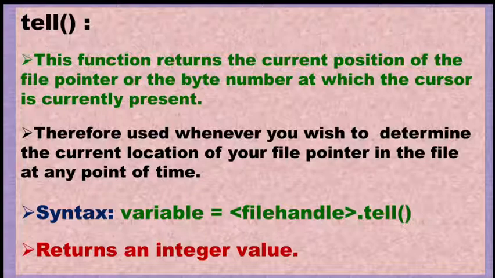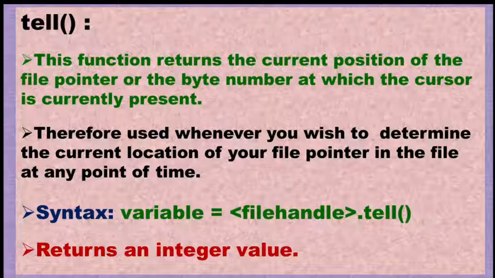If it is reading mode or writing mode, cursor will be at the 0 byte, and if it is in append mode, the cursor will be either at the 0 byte if the file is not existing, and if it is existing, it will be at the last byte. Okay, so this is the default position. But suppose you have performed some operation and then you want to know where is my cursor, where is my file pointer, then in that case you can make use of tell function.